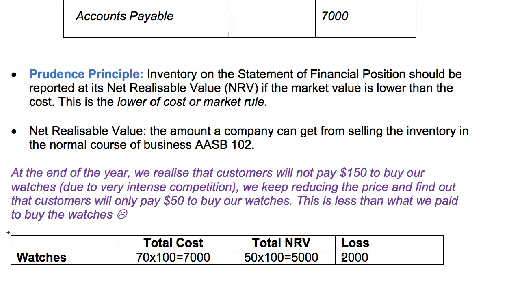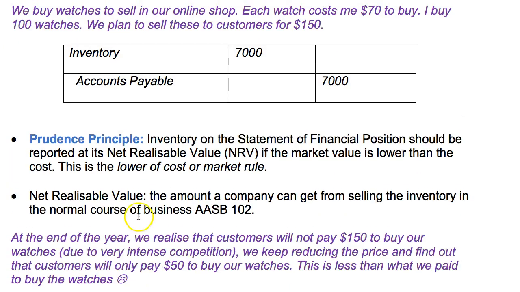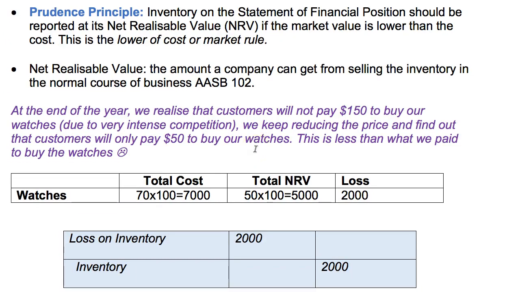So we need to make an adjustment to inventory. What we need to do is to decrease the asset. Originally, when we bought the asset, we recorded it at $7,000. Now I'm going to minus $2,000. So this will show the value for my asset as that $5,000, the net realisable value.